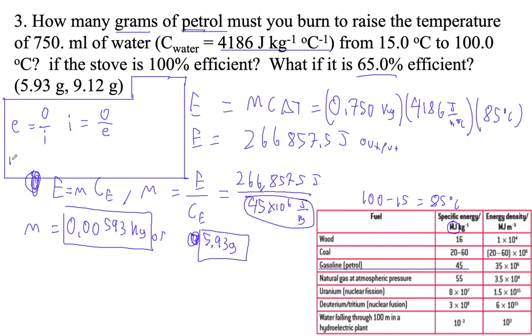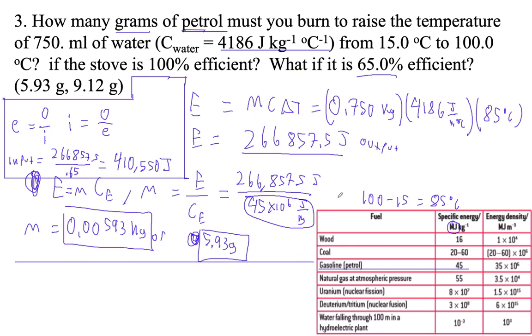So the input energy is equal to, this is our output, 266,857.5 divided by, and then the efficiency is 0.65. So let's find that number. Divide by 0.65, and this will give us a bigger number. Okay, so that is now the energy input, and this is the energy that's got to come from petrol, which is 410,550 joules.